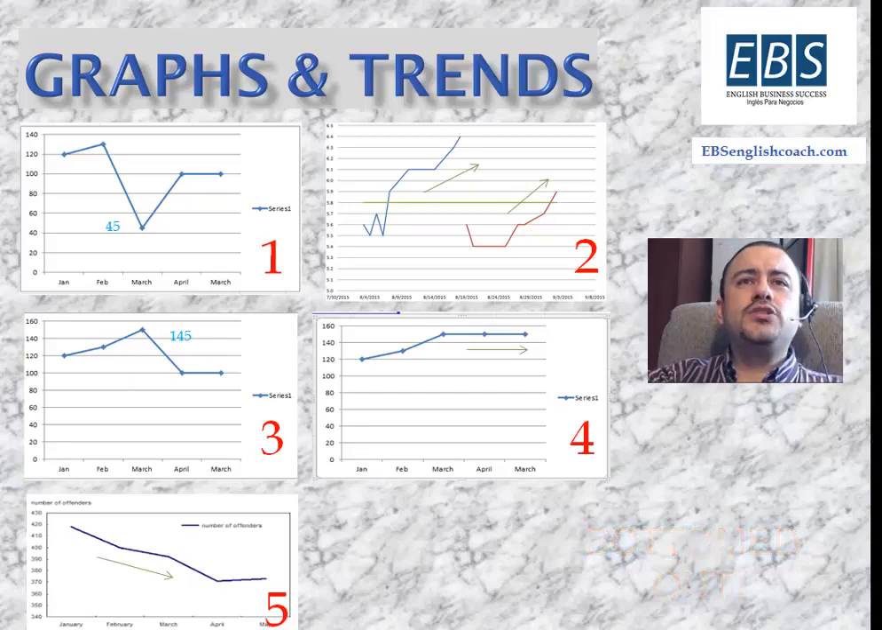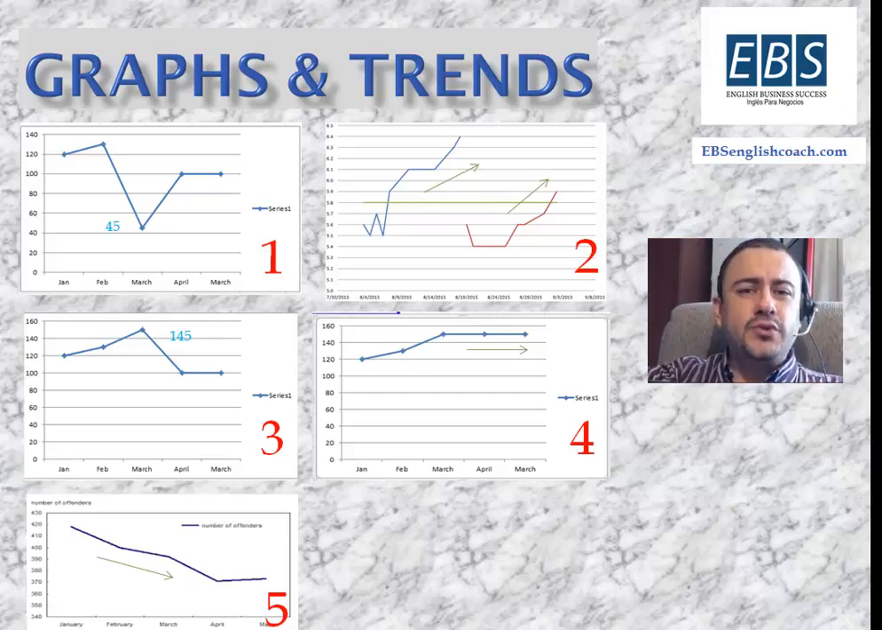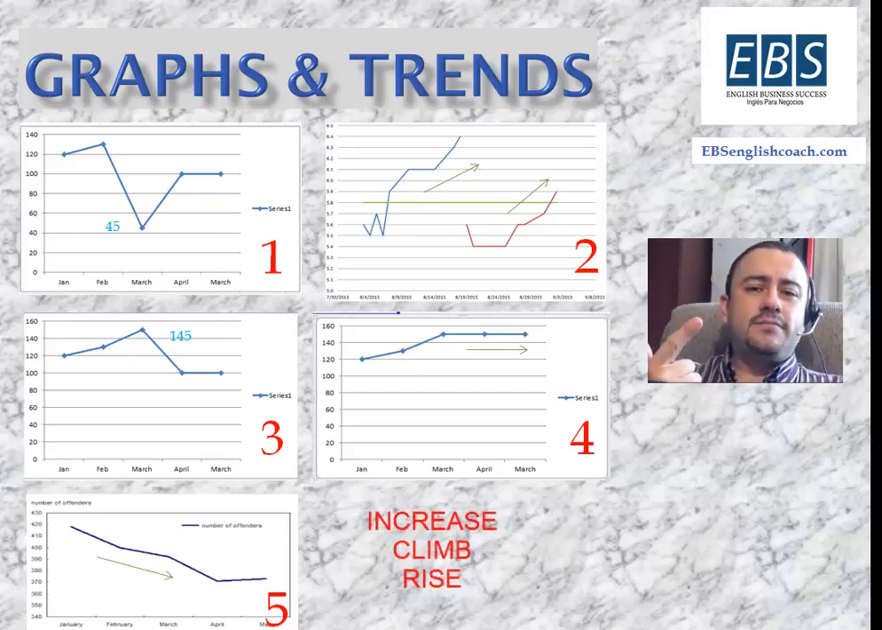Okay, situation number 2. Sales are going up. They're increasing, so we're describing an upward trend. Okay, can you tell me the 5 words we learned for upward trends? The first one, increase, climb, a rise, an upturn, or an improvement.